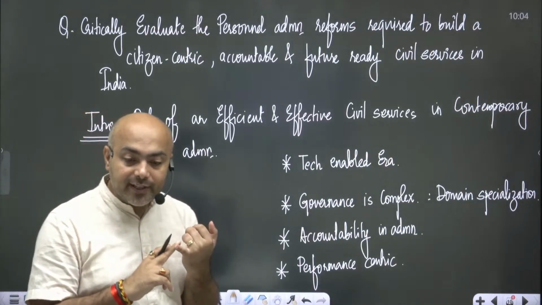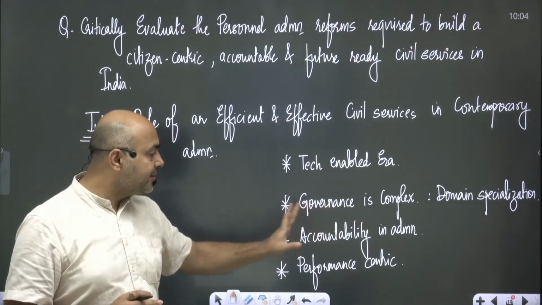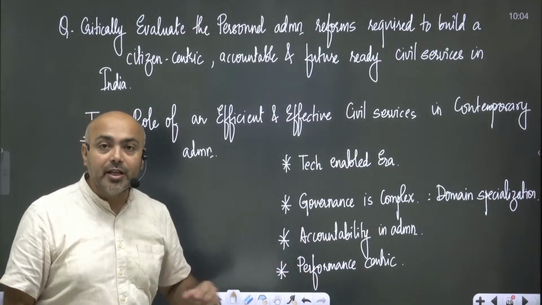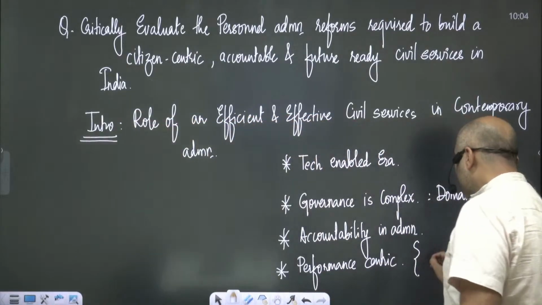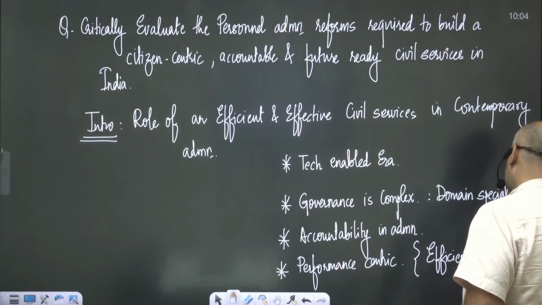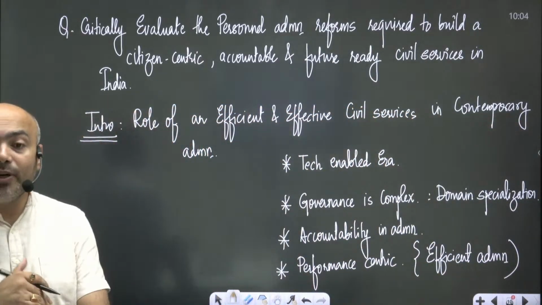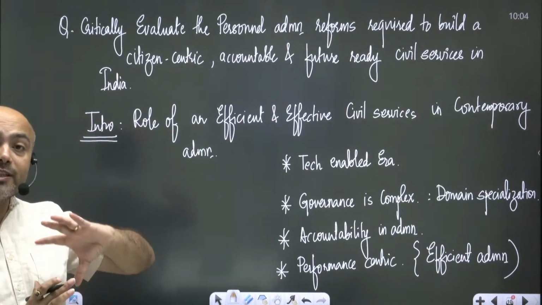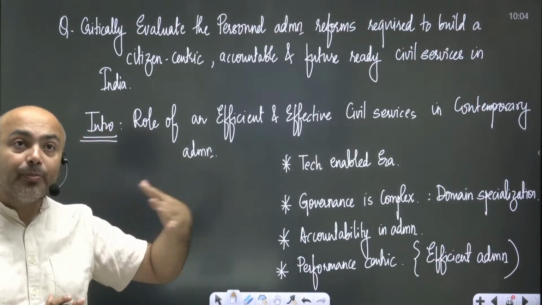These are a few requirements of contemporary administration. Today we live in an era of technology, and therefore tech enabled complexity of governance is there. Accountability, there is a demand for administrative accountability, and at the same time there is a need for efficiency. है ना? There is a need for an efficient administration. So whatever you are going to write in the body part of your answer, the body part should stem from the introduction itself. There should be a correlation there, है ना? There should be a correlation.